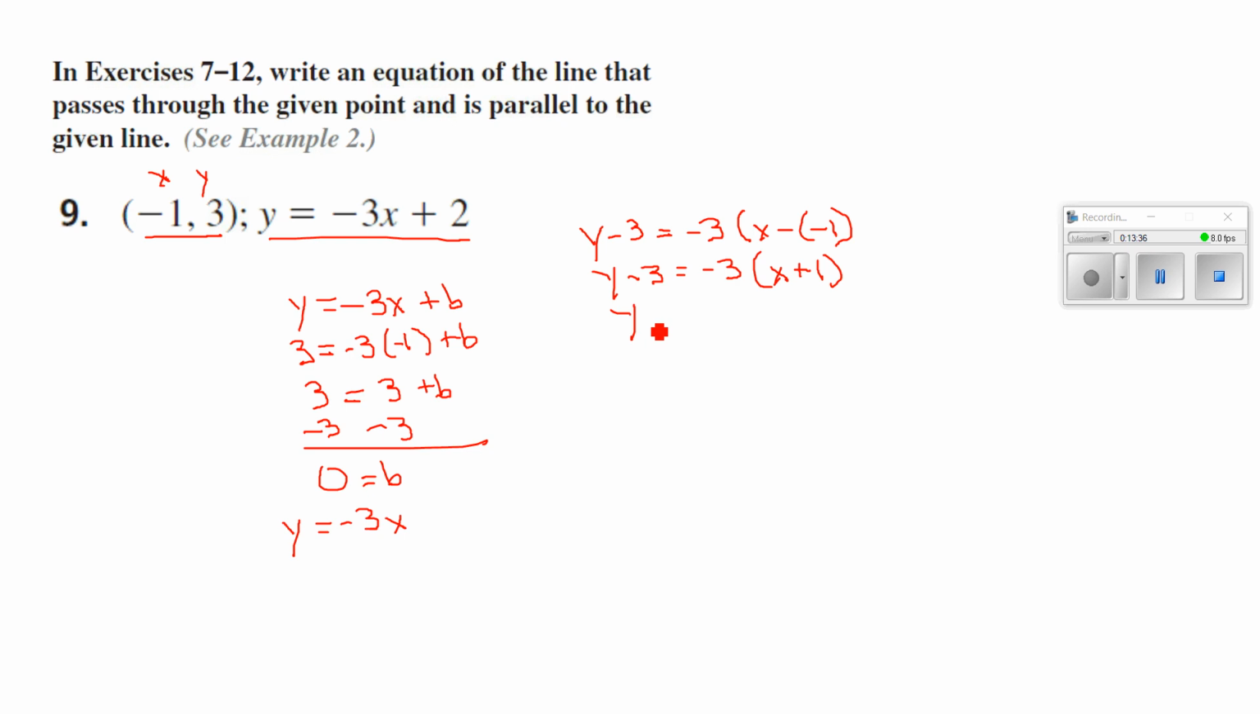Now we have y minus 3 is equal to negative 3 times x is negative 3x, and negative 3 times positive 1 is negative 3. And of course, I will add 3 to both sides. As you can see, I've got y is equal to negative 3x, and 3 minus 3 is 0, so it stays right there. We got the same answer both ways, so we know that this is the right one. Let's go on to the next problem.